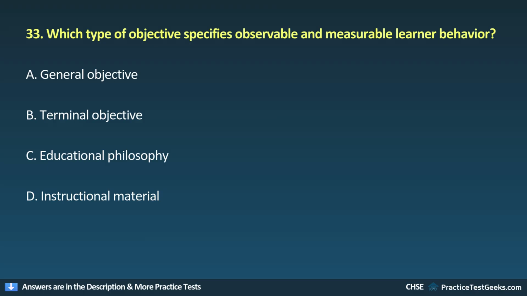33. Which type of objective specifies observable and measurable learner behavior? A. General objective. B. Terminal objective. C. Educational philosophy. D. Instructional material.